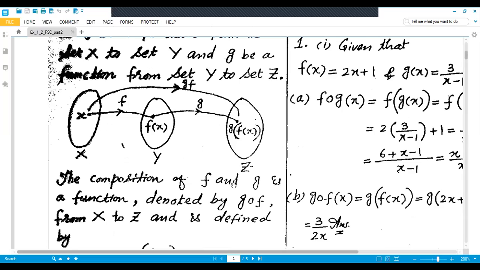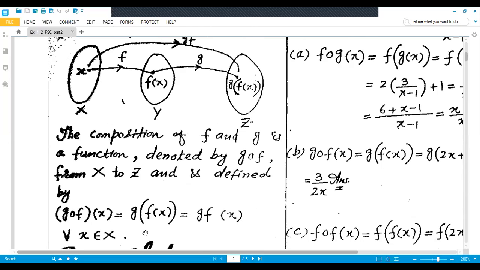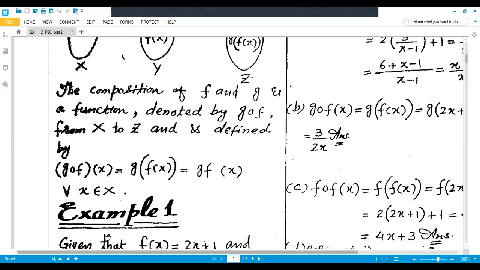The composition of f and g is a function denoted by g of f from x to z, and is defined by (g of f)(x) is equal to g of f of x, such that small x belongs to capital X, and small x are the elements of this set X. So this is composition of a function.